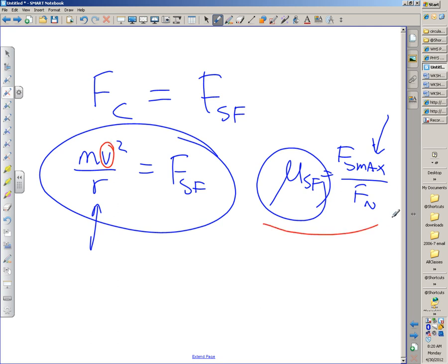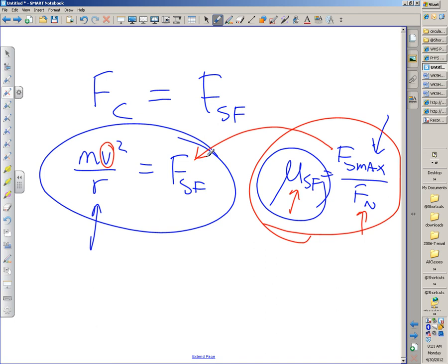If I know the coefficient of friction and I know the normal force, I can figure out the max static friction. Then I can take that answer and plug it over here. Does that make sense? So it kind of depends on what you're looking for in that situation. Okay. Good with that?